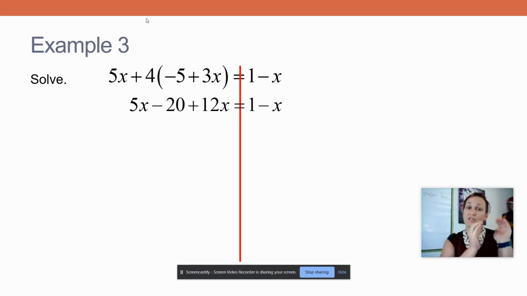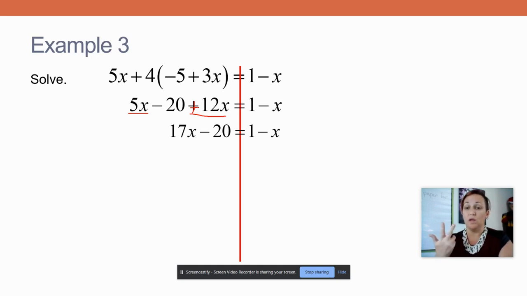Step number 2. I'm going to look at each individual side, and if I see any like terms, I'm going to combine them together. Remember that I'm focusing on just one side at a time. Right now I'm looking at just the left-hand side, and I do see a 5x and a 12x, and those are both the letter x. So I can combine them together exactly how they look. I'm not combining that with the x on the other side because it's past that red line. So I'm going to combine a 5 plus a 12, and that makes 17. Notice that everything else was the same.